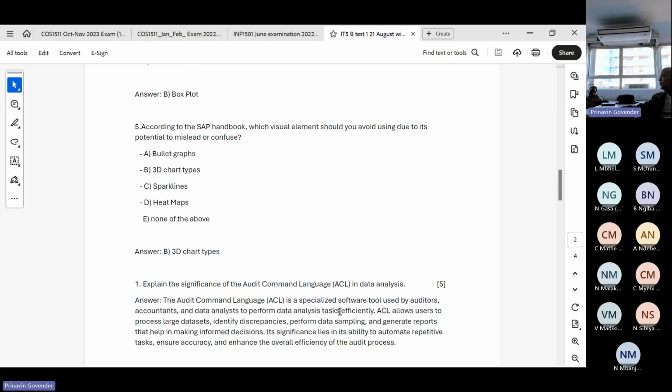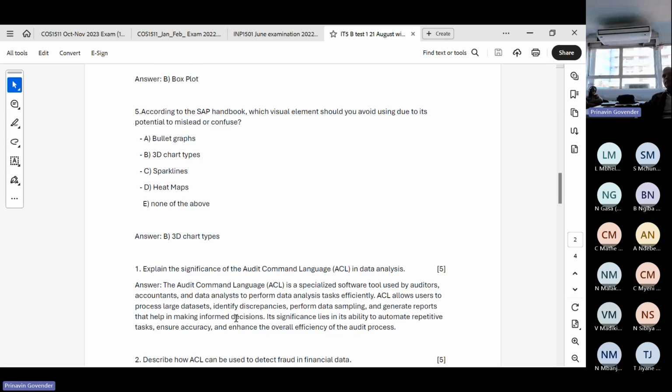We say efficiently because we deal with thousands of lines of code in audit command language, and all of you do the certification, so you should be able to interpret or answer this question. Audit command language allows users to process large data sets, identify discrepancies, perform data sampling, generate reports, and help in making informed decisions. Its significance lies in the ability to automate repetitive tasks, ensure accuracy, and enhance the overall efficiency of the audit process. If you wrote something like that, I should give you about 5 marks, right?